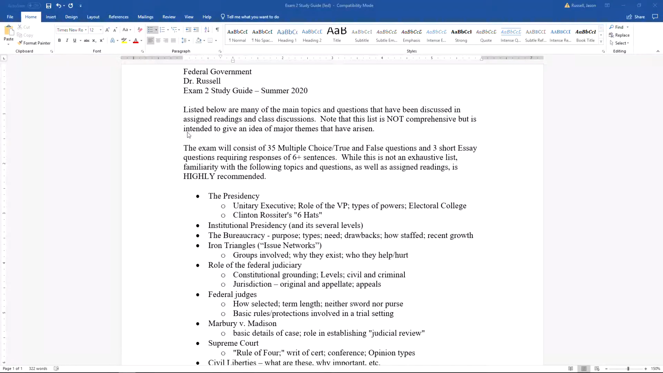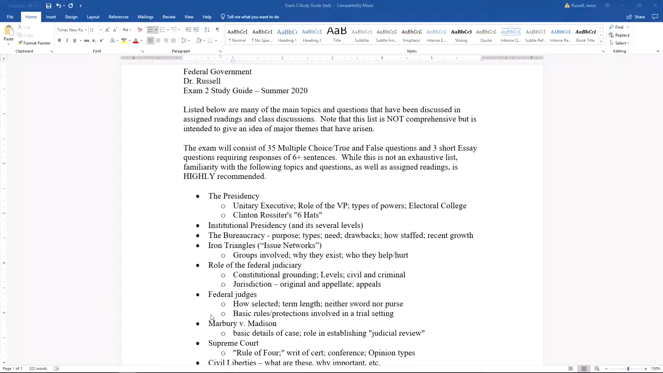When it comes to staffing the federal judiciary, we focused on judges and justices and how they come into their position. They are appointed by the president, confirmed by the Senate, serving lifetime tenures, and so have an idea of what that means for the federal branch.